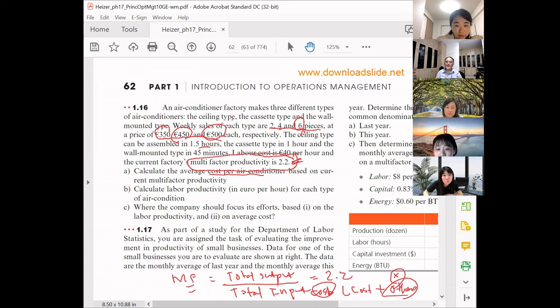Do you agree, Akiko? If I total all the price and divide by the total output number, 6 plus 4 plus 2 is 12, I get the price per aircon, which is probably the right answer. Divided by 12. For question A, calculate the average cost, so divide by 12. But for the third one, C, you have to do a little bit more calculation.